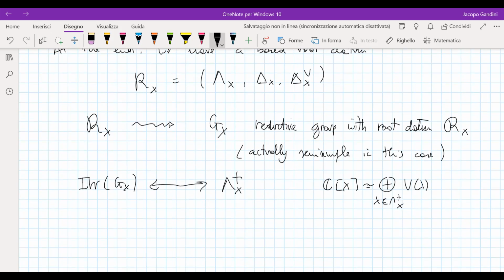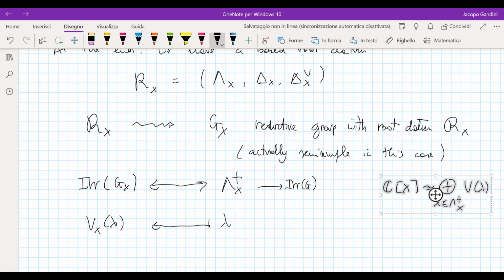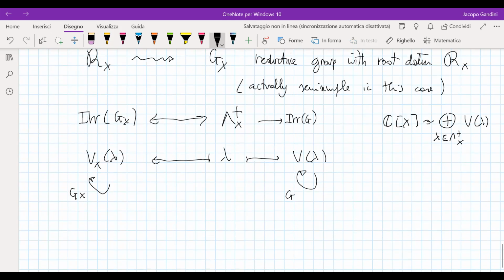Okay, but these are G modules, whereas here I'm playing with Gx modules. So to any lambda here, I can associate also an irreducible module for Gx that I will denote by Vx lambda. And also I can associate, as we did before, V lambda. So this is a G module, and this is a Gx module. Okay. So before stating a first conjecture, let me give an example because probably it's the time.